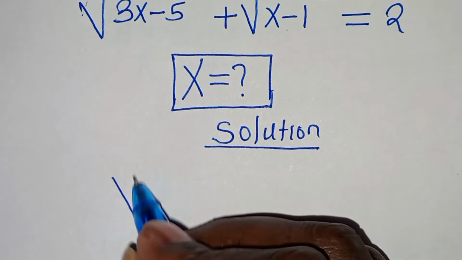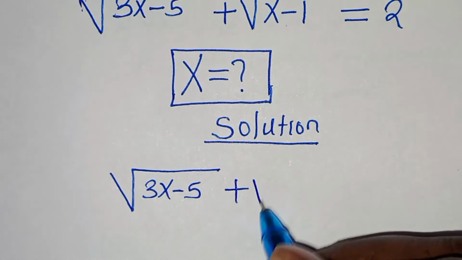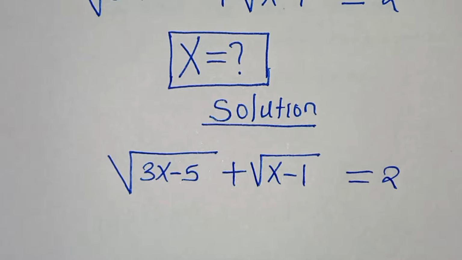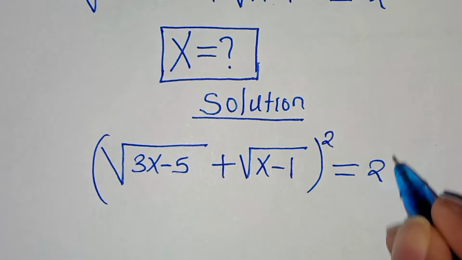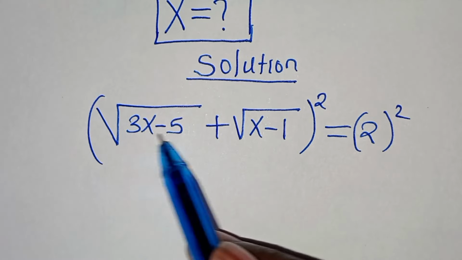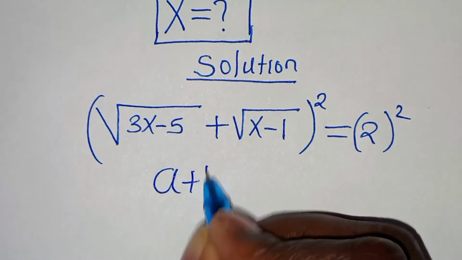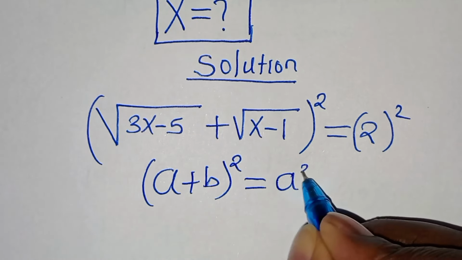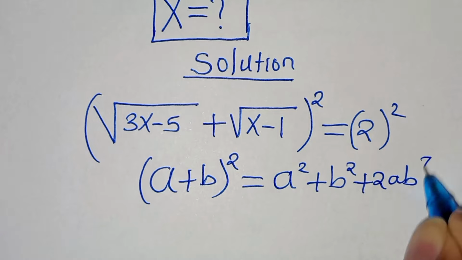We have the square root of 3x minus 5 plus the square root of x minus 1 equal to 2. The first step here is to square both sides, so that now we have (square root of 3x minus 5 plus square root of x minus 1) to the power of 2. This is in the form of (a plus b) raised to the power of 2, which we can express as a to the power of 2 plus b to the power of 2 plus 2ab.